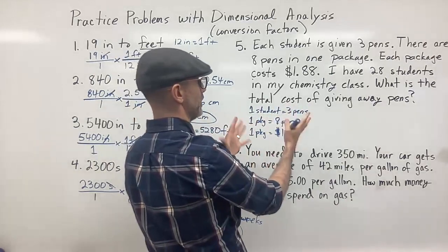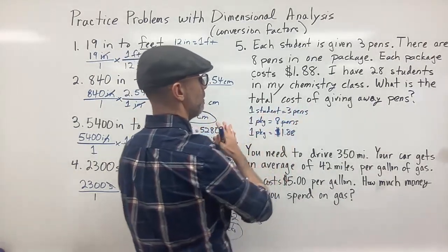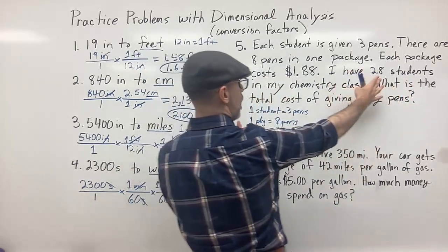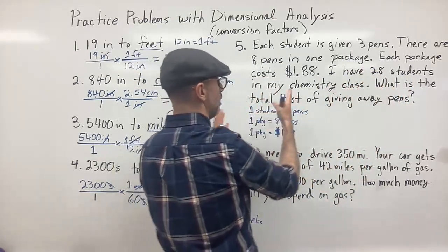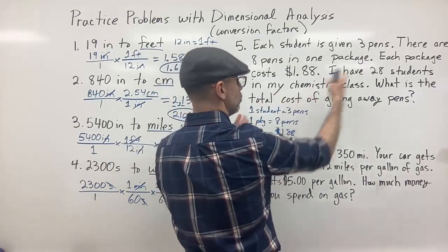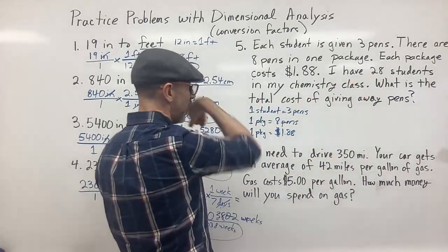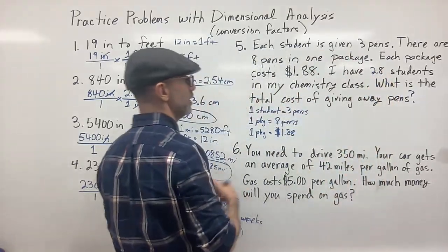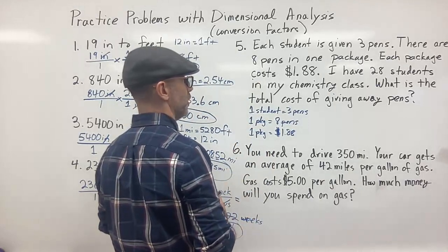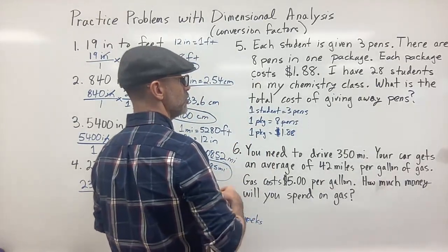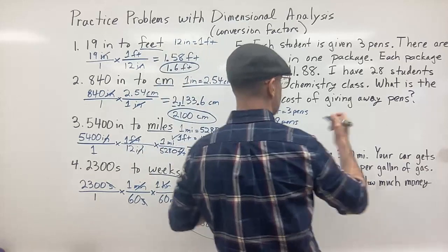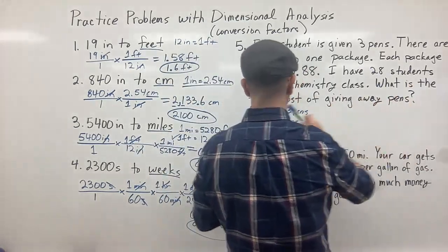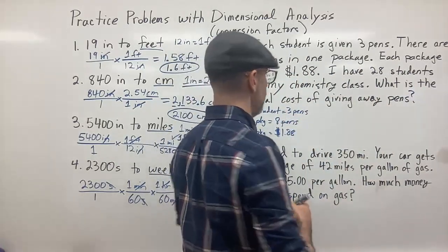Okay, what else do we have? Do we have any more relationships? No, we're given a certain number of students, but those students aren't related to anything. I guess you could say one class is equal to 28 students, but really they're just giving you the number of students in a particular class. So that's not really a relationship. So they're giving us 28 students. So the question is, what is the total cost of giving away pens?